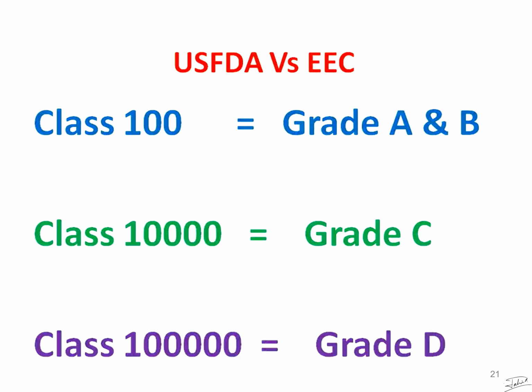So this is the main connection between European and American classification. That is, class 100 means A and B, class 10,000 means grade C, and 1 lakh means grade D.